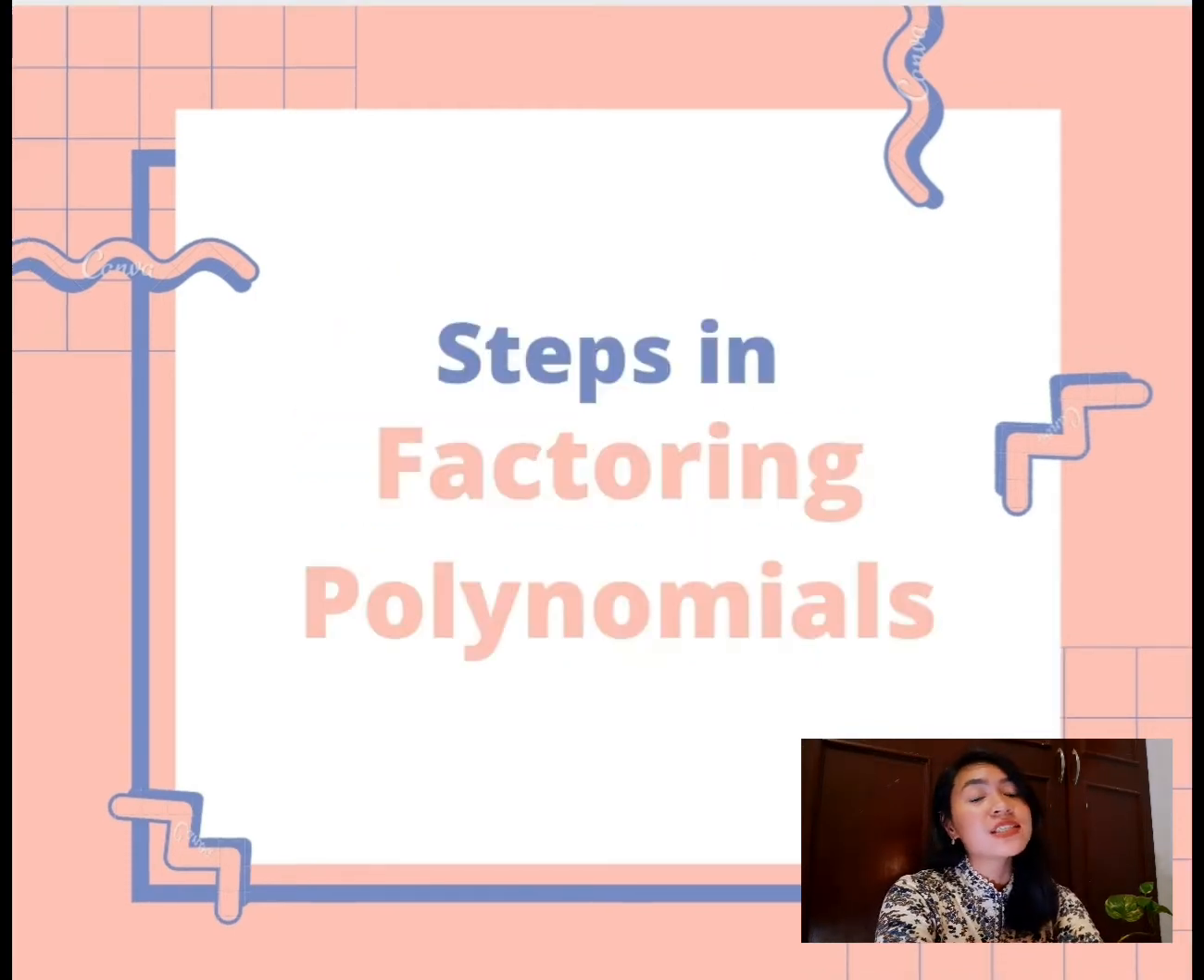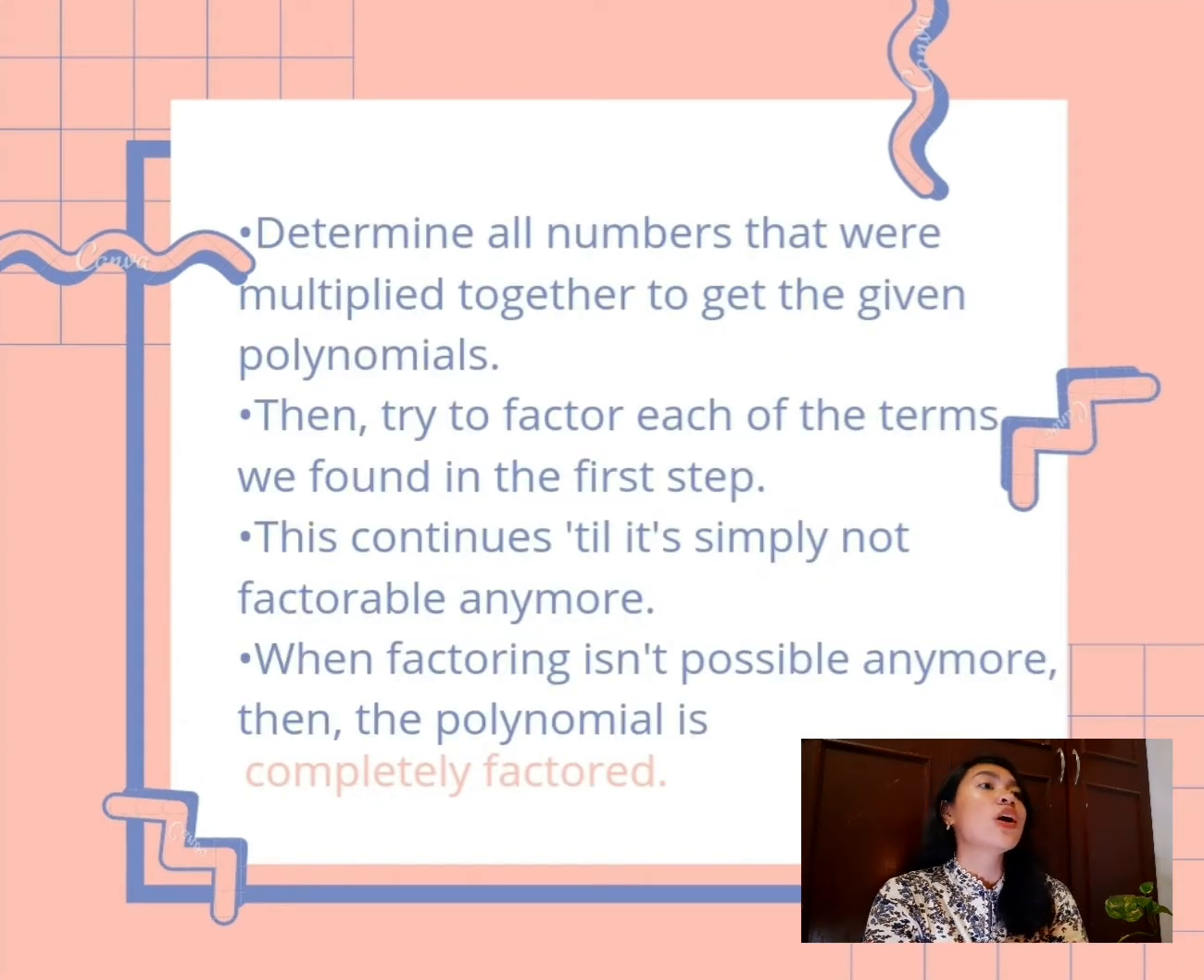The following are the steps on how we factor polynomials. First, we determine all the numbers that were multiplied together to get the given polynomial. Second, try to factor each of the terms that we found in the first step. This continues until it's simply not factorable anymore. When factoring isn't possible anymore, then the polynomial is completely factored.